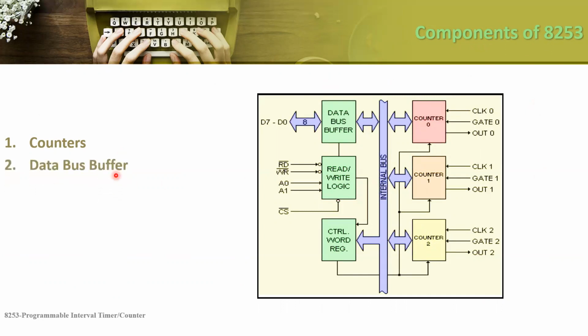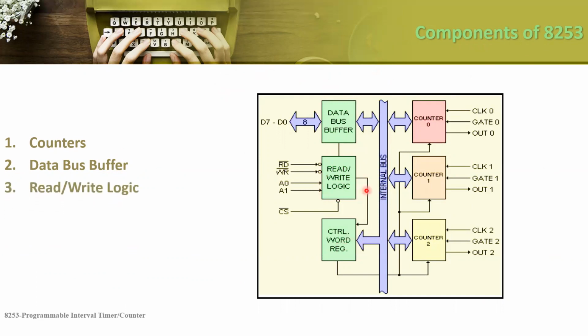Next, we have the data bus buffer. This data bus buffer is 8-bit. It is connected with the internal bus of 8253 and the system bus. It carries the data from the microprocessor and keeps it on the internal bus, so that the information travels along this internal bus and gets stored in the control word register.